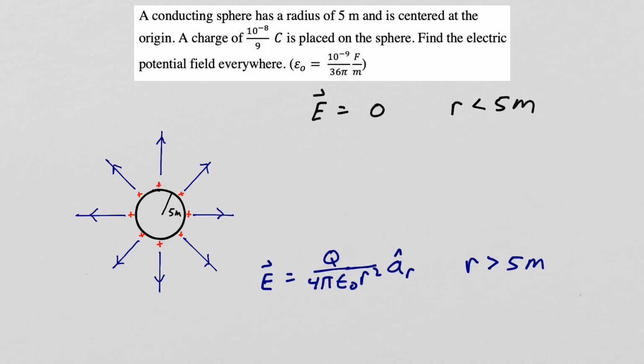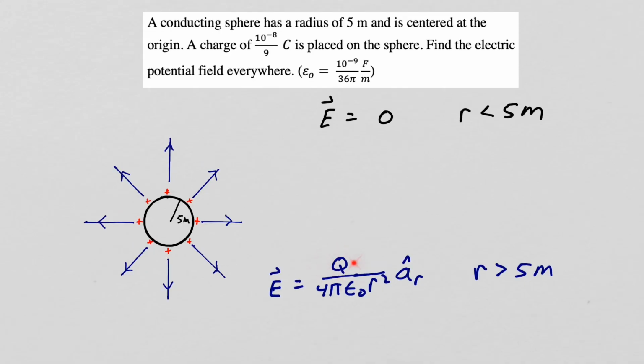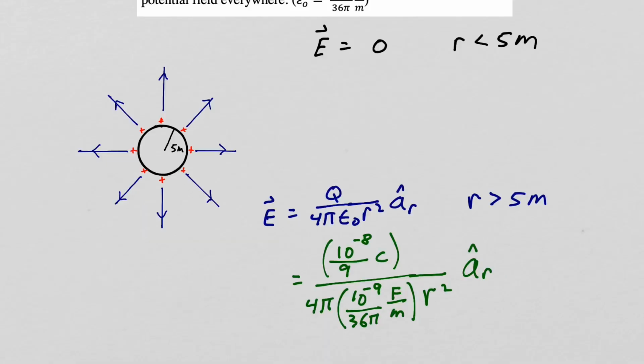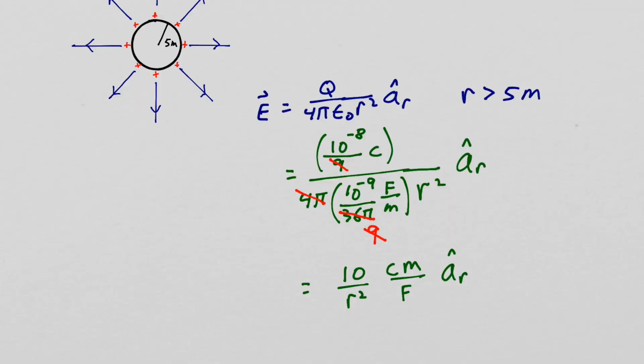Let's put our charge in of 10 to the minus 8 over 9 coulombs and put in our value of the permittivity of free space. 4 pi over 36 pi is 9. These 9's cancel, giving us 10 over r squared in the radial direction.